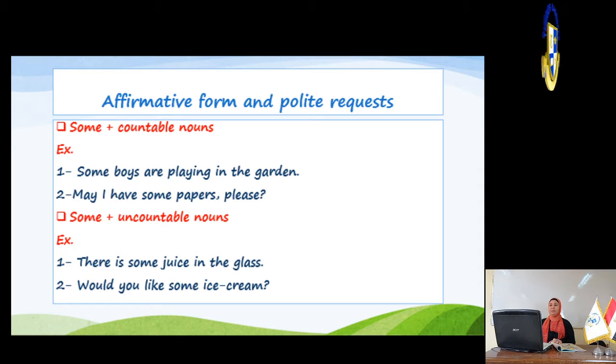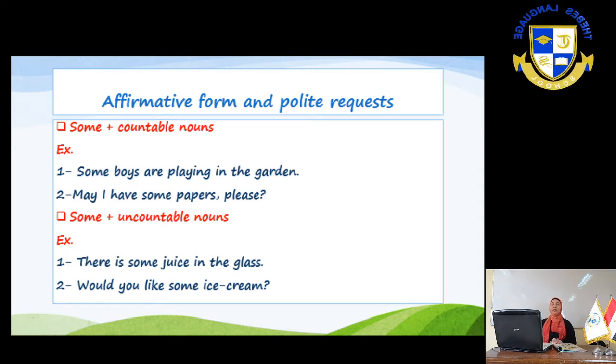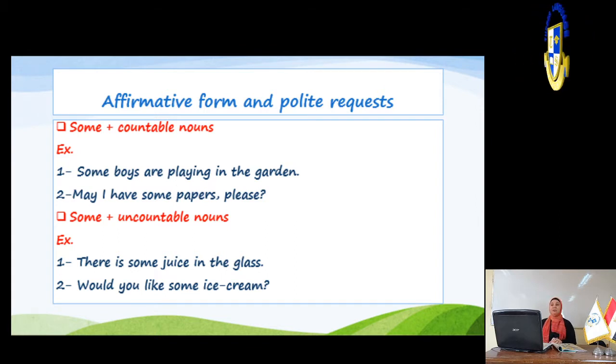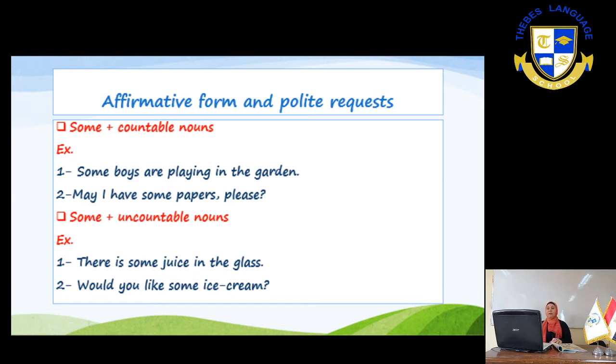Also, for affirmative form and polite request, we use some plus uncountable nouns too. So some, we use it with countable and uncountable nouns. Number 1, there is some juice in the glass. Number 2, would you like some ice cream?